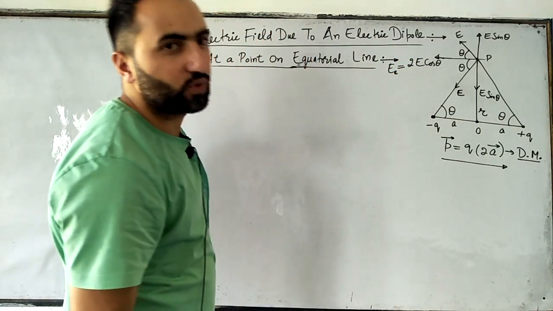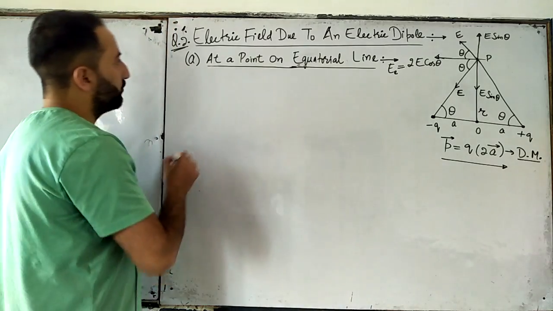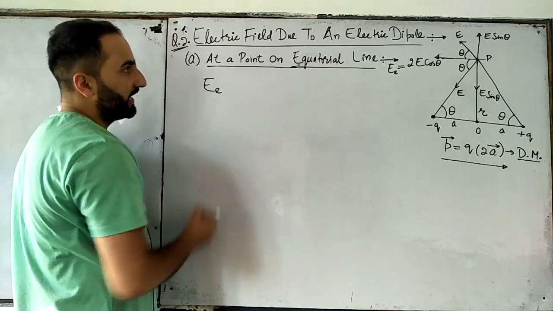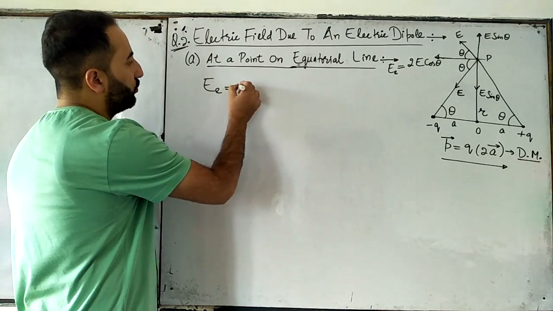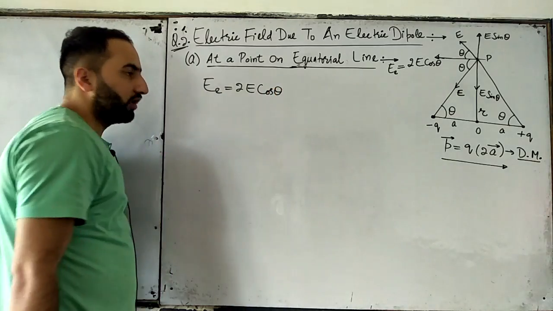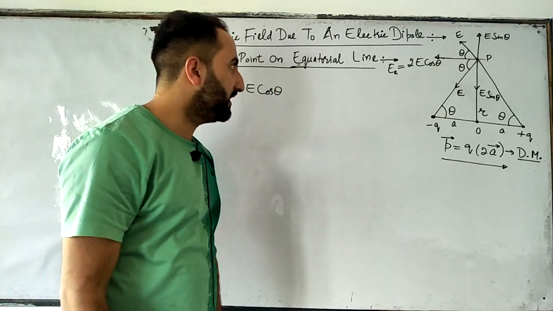Where E stands for the equatorial line. So that's what I am going to write down here. I'll write down like this: electrostatic field on the equatorial line at a point P is equal to 2 multiplied by E multiplied by cos theta. All right, 2 multiplied by E multiplied by cos theta.